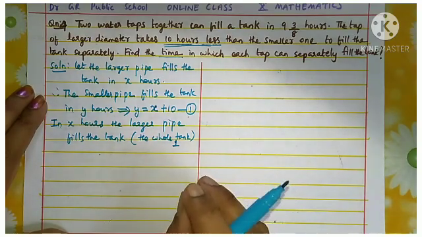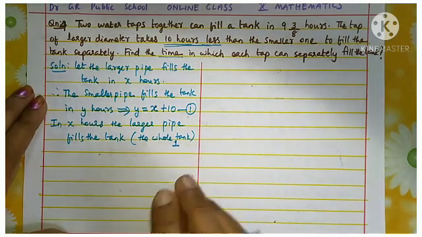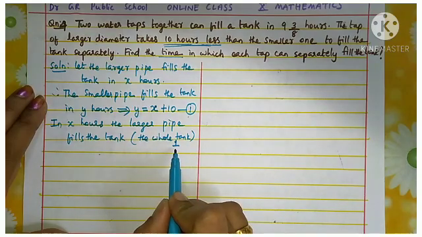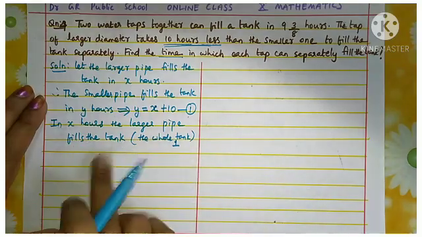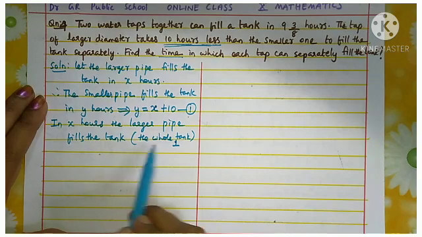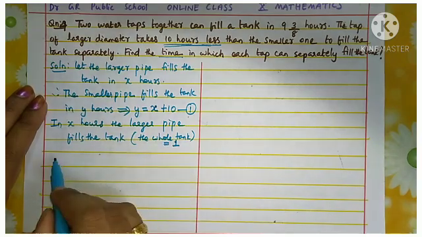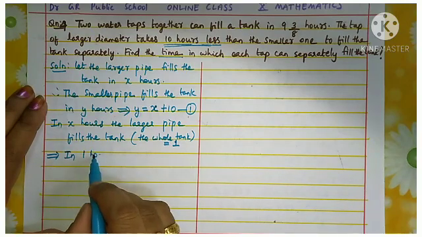We are taking here in this problem, because the volume is not given, the whole quantity of the tank as 1. 1 means the full tank. Okay, so what is the meaning here? In x hours the larger pipe fills the tank fully, that is equal to 1. So this implies, can you say in 1 hour how many it will fill?